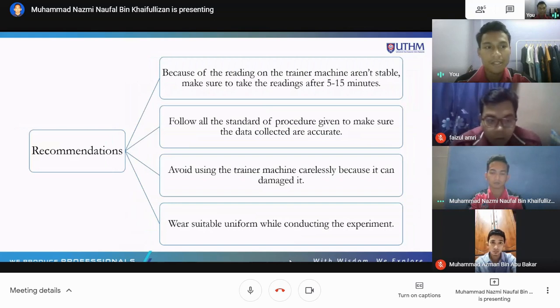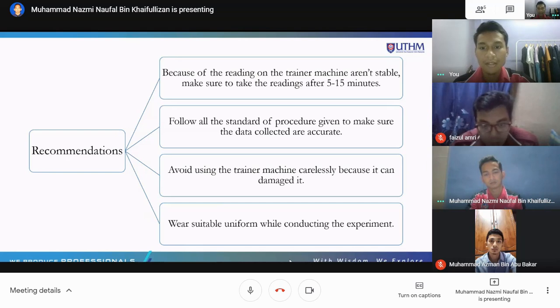So for the recommendations of this topic, the first one is, because the readings on the training machine are unstable, make sure to take the readings at intervals of 5 minutes for 15 minutes. Next one is make sure to follow all the standard procedures given to make sure the data collected are accurate. The third one is avoid using the training machine carelessly because it can cause damage to the training machine. And the last one is make sure to wear a suitable uniform while conducting the experiment.